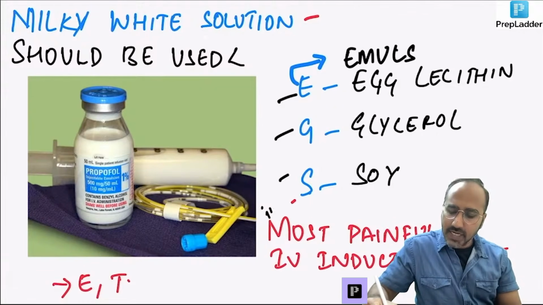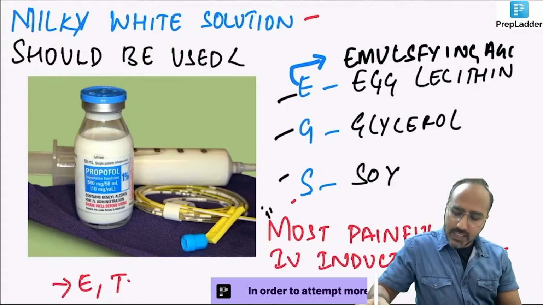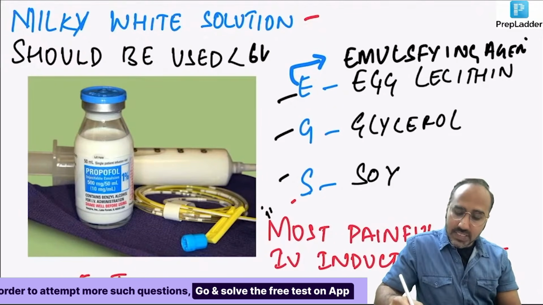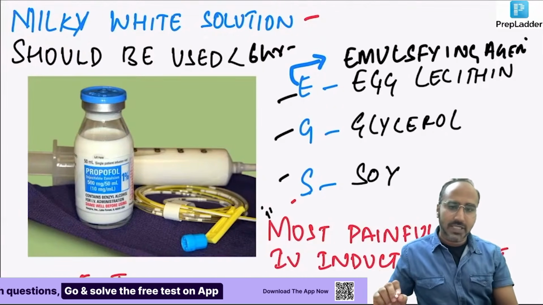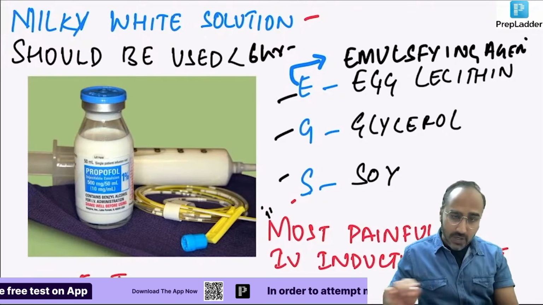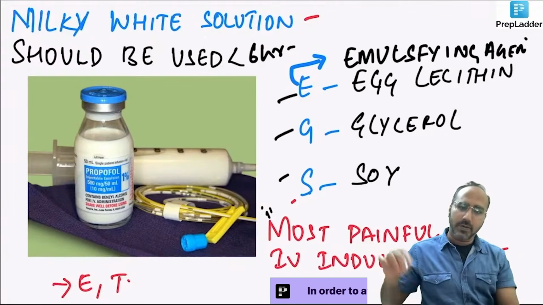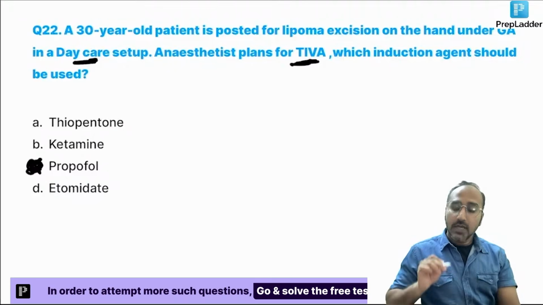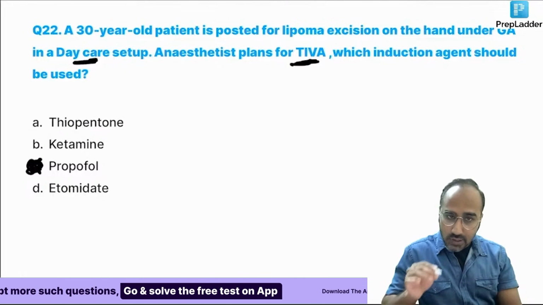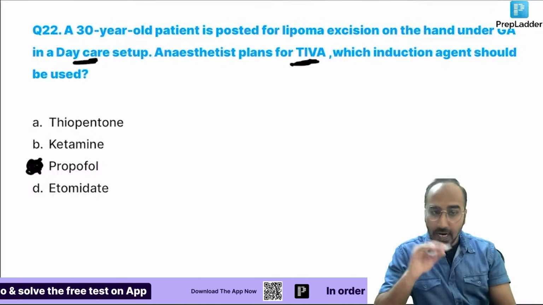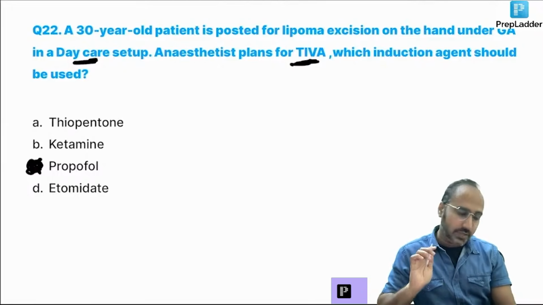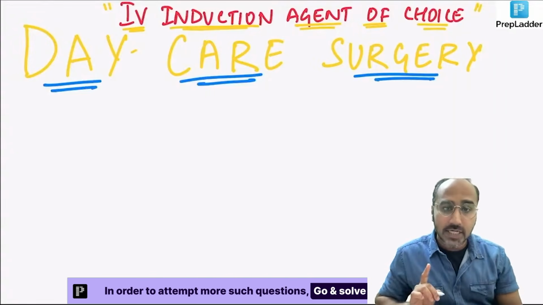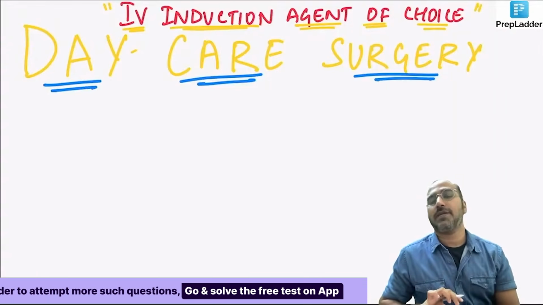emulsifying agent. Apart from that, what else you need to remember? Propofol should be used within 6 hours, otherwise bacterial contamination can happen, and it is the most painful IV induction agent. After propofol, etomidate and thiopentone will come. But remember, propofol we are discussing. When the question is asking you about daycare anesthesia and TIVA, and in the options it is propofol, the answer is always propofol. Why? Because propofol is the IV induction agent of choice for daycare surgery.